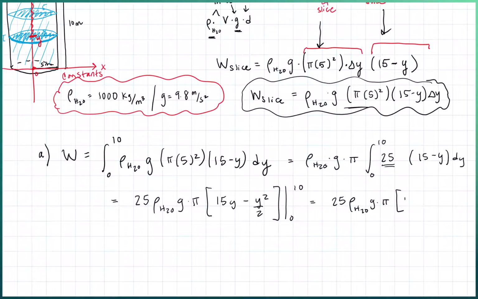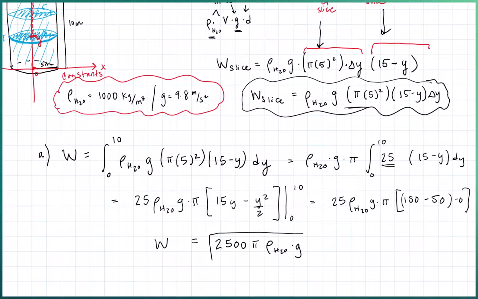When I plug in 10, I get 150 minus 100 minus 50 minus 0. And we end up finding that that ends up being 100. So we get 2,500 pi times density of water times gravity. And that would be my answer. That is in joules, if we want units on it. That is in joules, and that answer would suffice. That is in joules of work needed to pump all of that water out of this container.